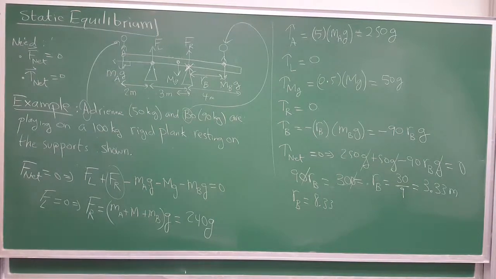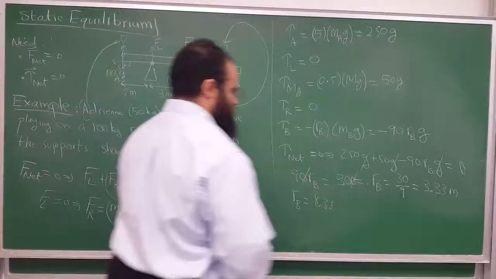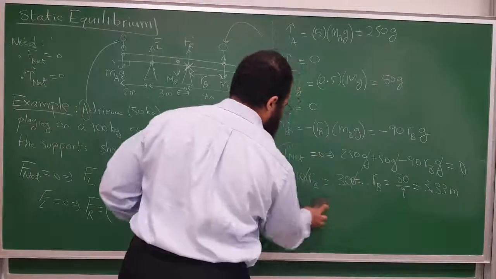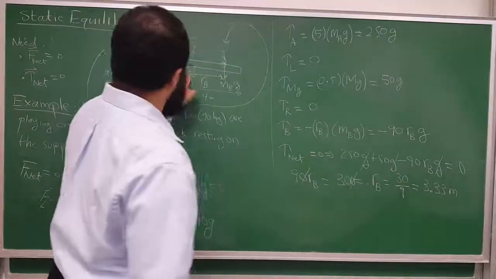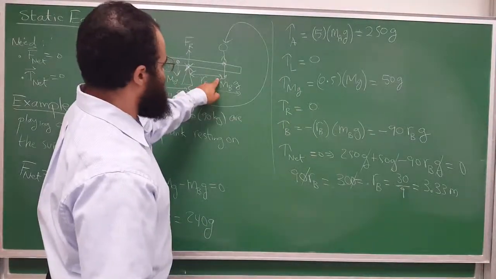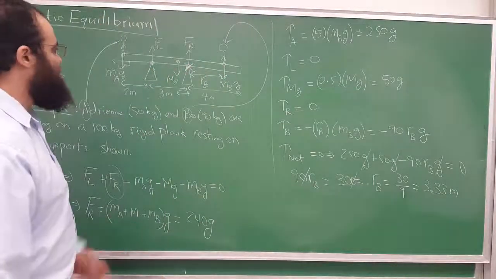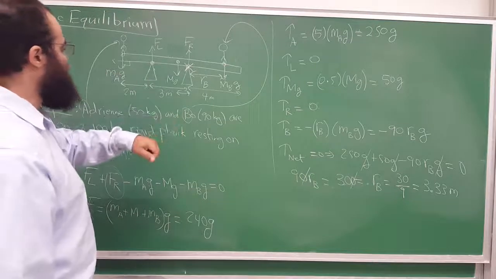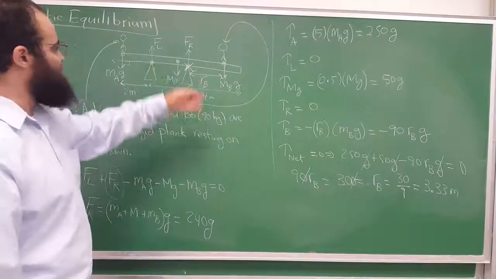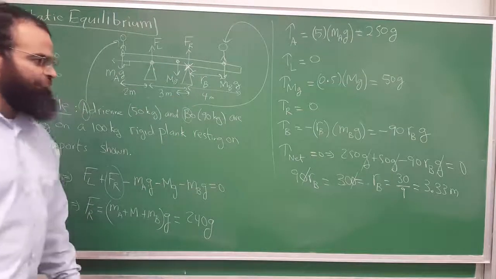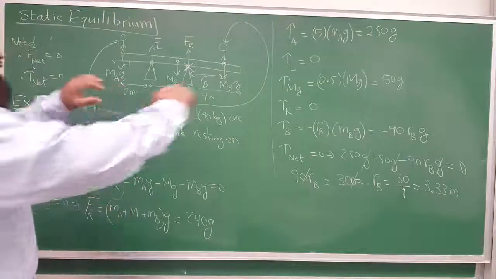Actually, they didn't want that. They just wanted how far to the right of the right support. So if he is 3.3 meters to the right of this one, that's 3.33. Anyways, from the left it's 8.33. From this support it's 6.33, and so on and so forth. So that's that. But in this one, everything was linear.